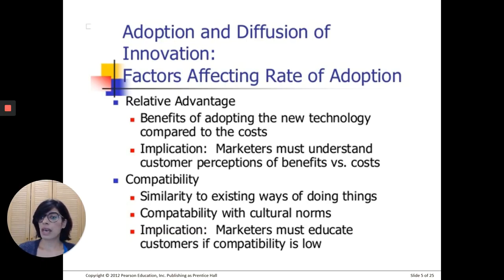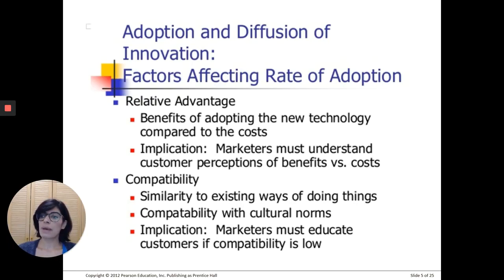Also look at the implications. You have to understand the customer's perceptions of benefits versus the costs. When you create a product or service, you're quite close to it, and you will automatically outline all the benefits from your perspective as a producer. But actually getting into your customers' heads and understanding their perceived benefits is much more an advantage when you're a marketer, because then you can accurately and more intelligently market this product or service to your target customers.